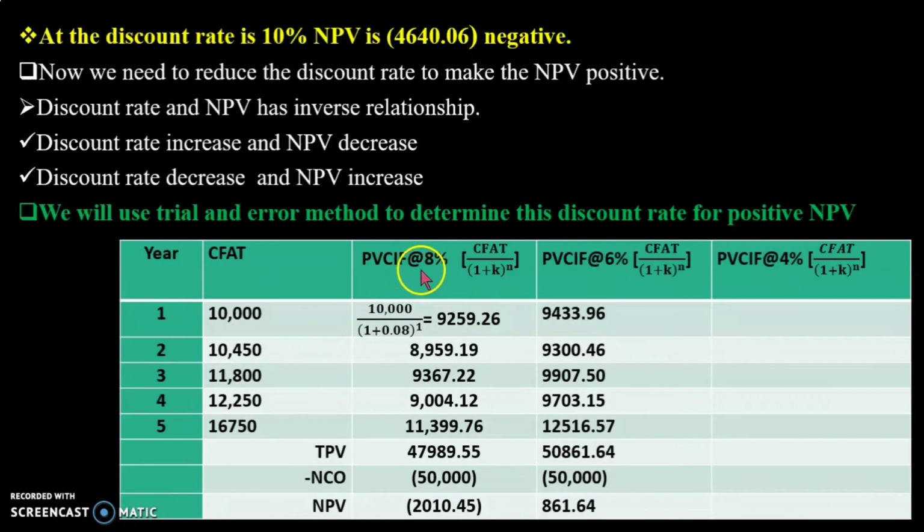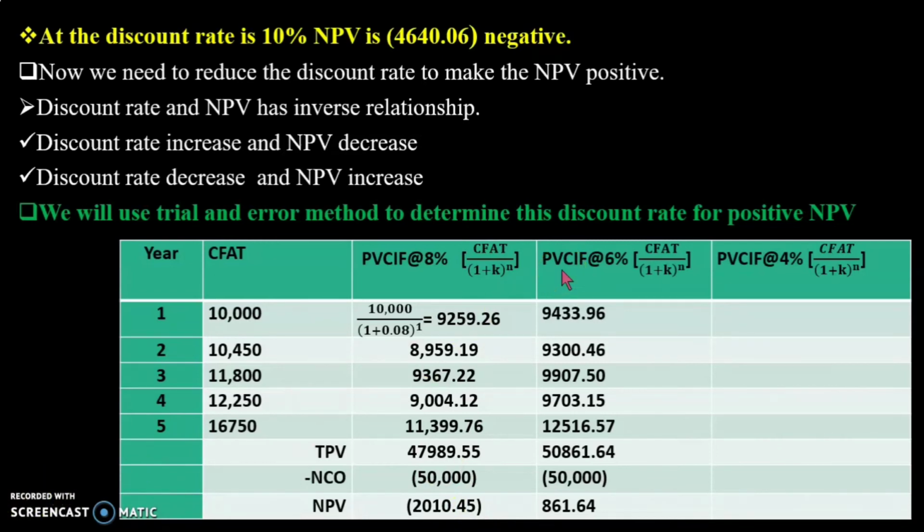Assume that the discount rate is 8%, then first year will be taka 9,259.26 using this formula. And second year, third year, fourth year, fifth year we also find out using this PV factor formula. Now total present value using the 8% discounting factor is taka 47,989.55. Now we less the NCO value 50,000 and we will get NPV negative 2010.45.